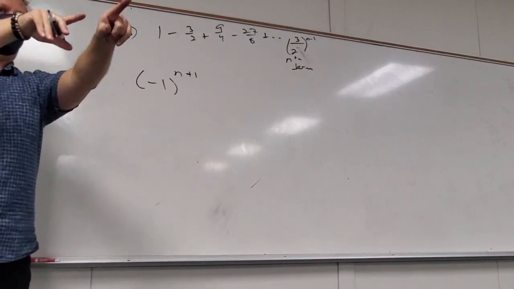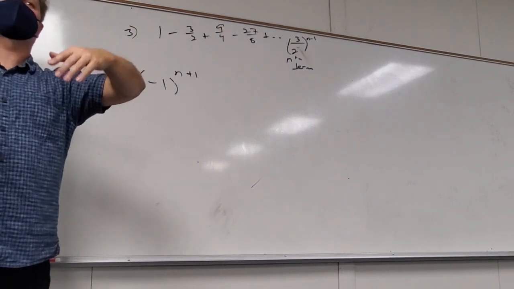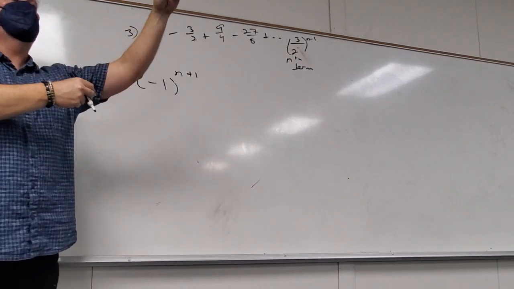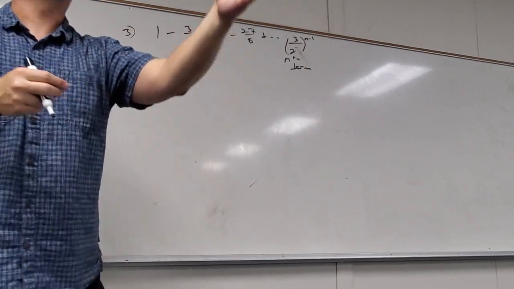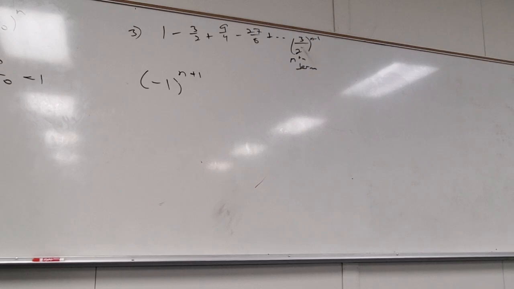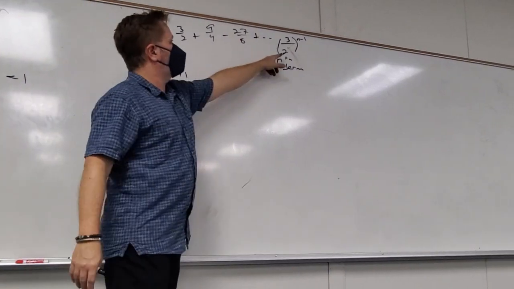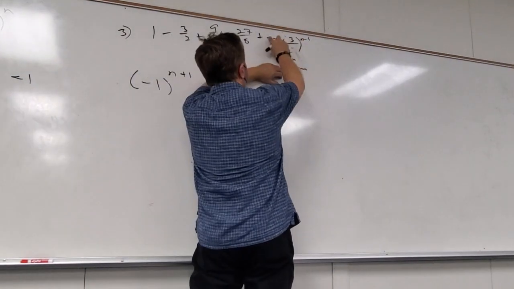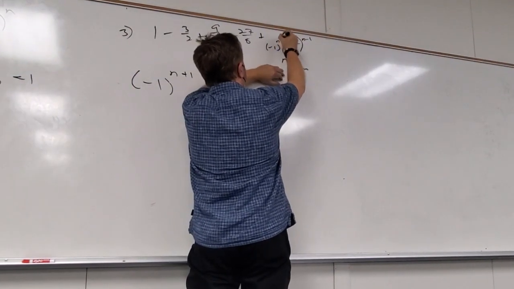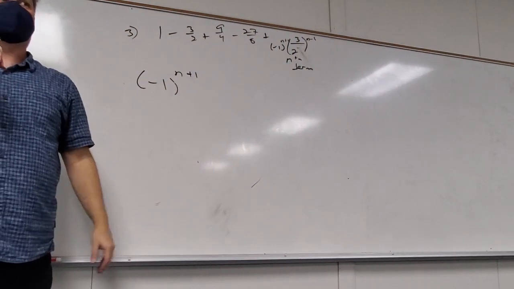Alternating is always going to be some kind of negative 1 to the n or n plus 1. It just depends on whether it starts positive or starts negative. Does that make sense? So with every alternating series, you can just worry about that at the end. Get the heart of it and then throw on negative 1 to the n plus 1, or minus 1, right?